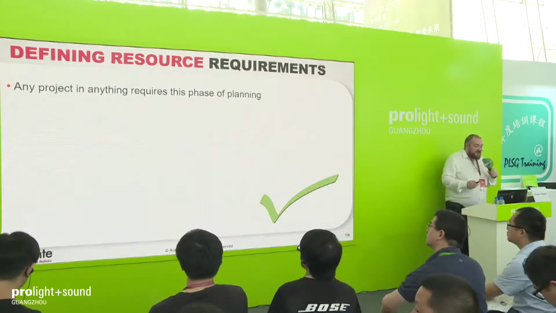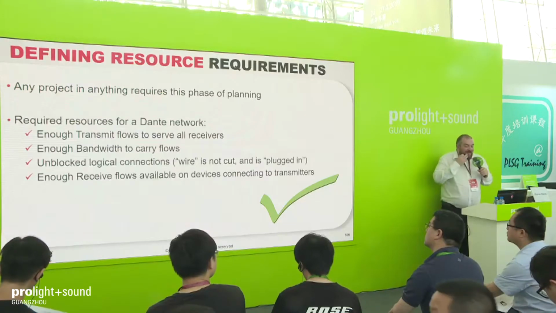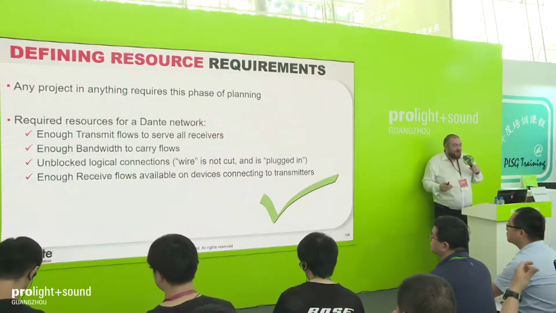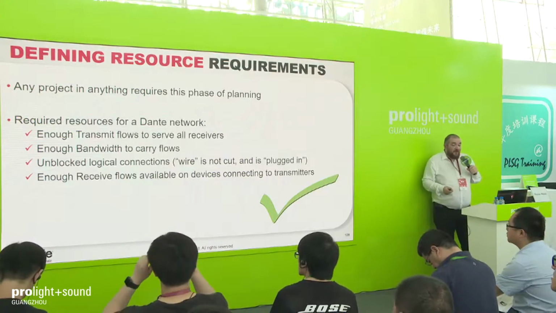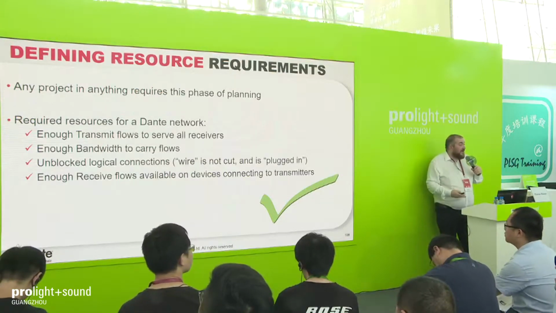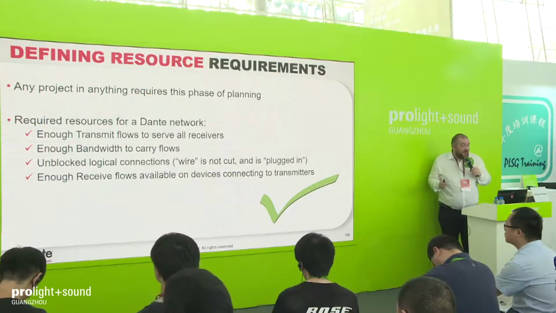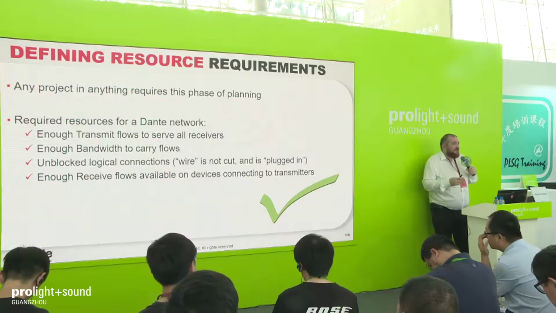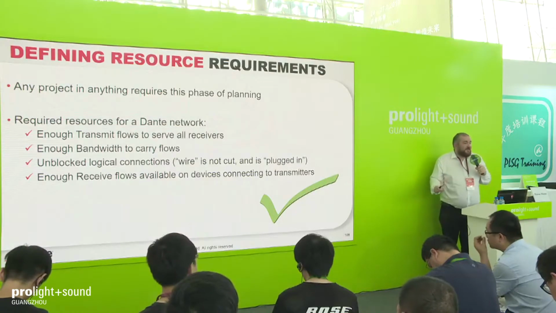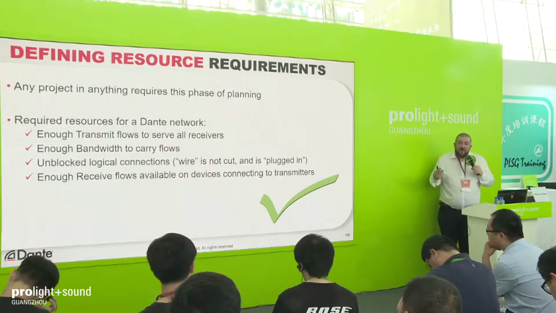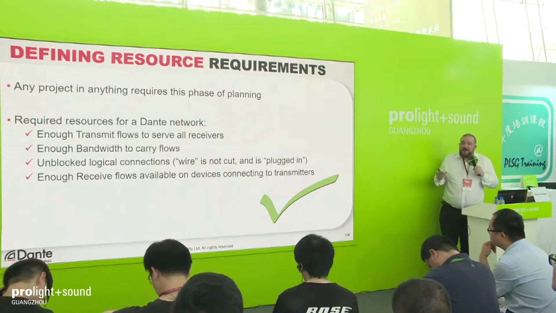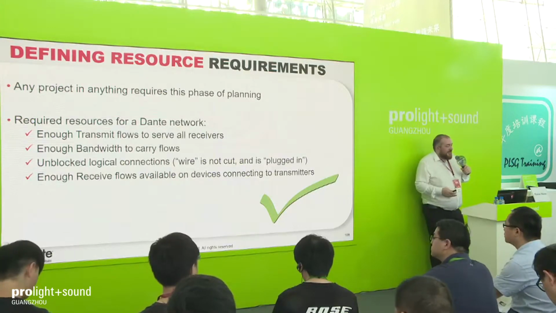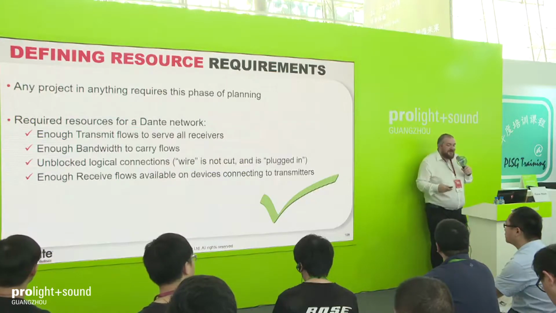So any project we're going to do with a network requires a certain amount of planning. For Dante, we need to know that we have enough transmit flows available to serve all of our intended receivers. We need to make sure we have enough bandwidth in the network to carry all of our flows. We need to make sure we don't have blocked logical connections. So if we go back to earlier, when we looked at TCP or UDP ports being like the individual cores in our multi-core, we need to make sure that they're not cut and that they're all working. And you know, they don't tend to buzz, but sometimes you might get contention. And you also need to make sure you have enough receive flows available on your devices to connect to the transmitters.